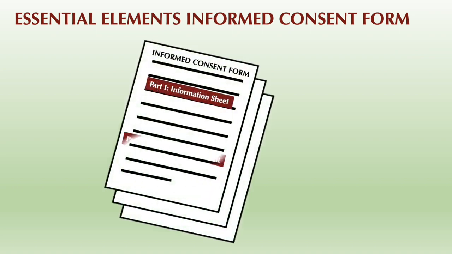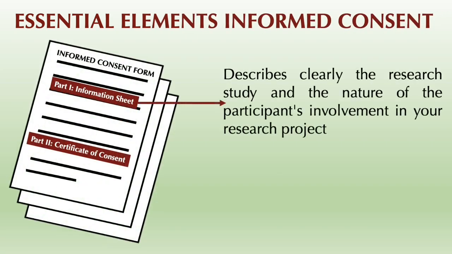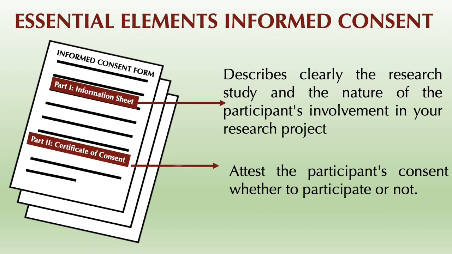What are the necessary elements that must be reflected in an informed consent form? But before that, bear in mind that an informed consent is divided into two distinct parts: the information sheet and the certificate of consent. The information sheet describes clearly the research study and the nature of the participants' involvement in your research project. It is written in third person, while the certificate of consent, attesting the participants' consent, whether to participate or not, is written in first person.